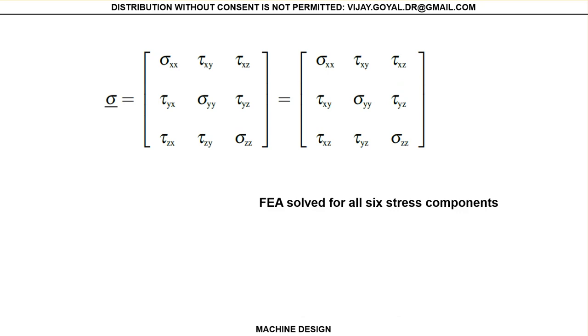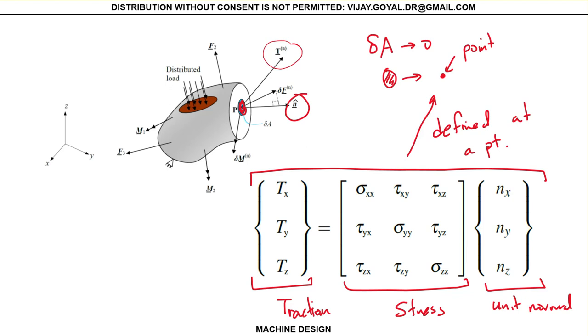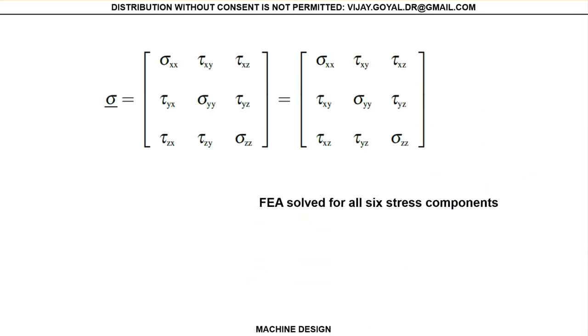So if you move on, once again, let me stop so you can take notes. These are the tractions, these are the stresses, this is the unit normal. Okay, so in general, when you're going to do this kind of problems, this is what we call a state of stress. And the state of stress is going to have 9 components, as you can see, but it's symmetric.